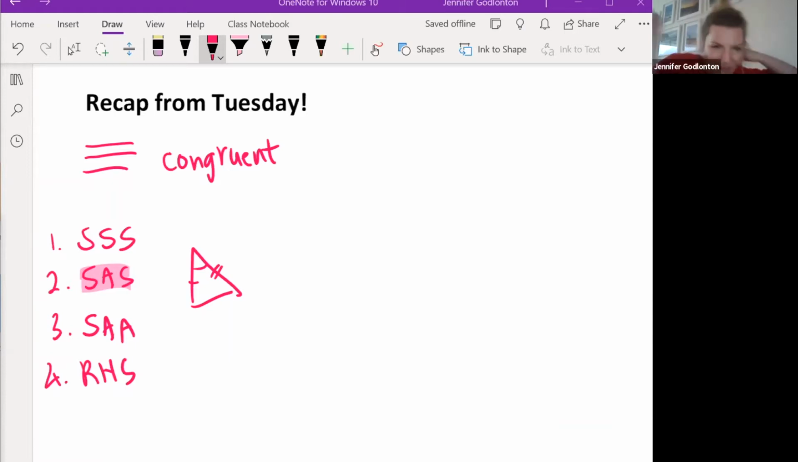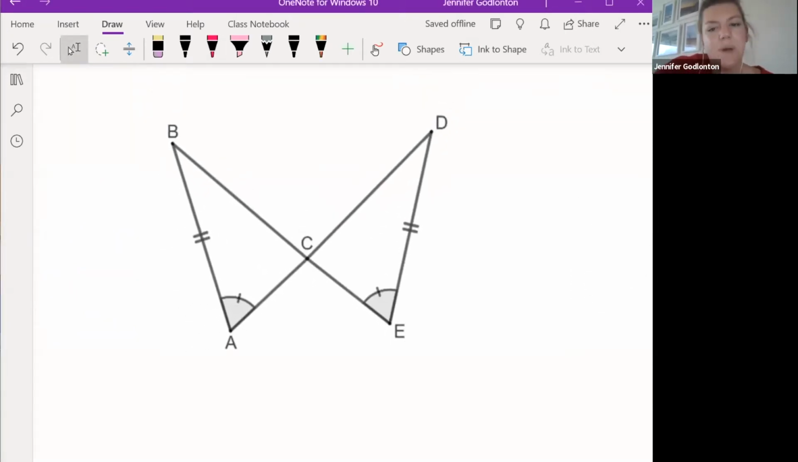Okay, so we have our 4 cases of congruency. We have our congruent sign. We know when we're writing our sentence what's going on. Let's try and go through some things where maybe it's not exactly as obvious. We're going to talk through these ones a little bit and see how we go. If I have a look at this picture over here.